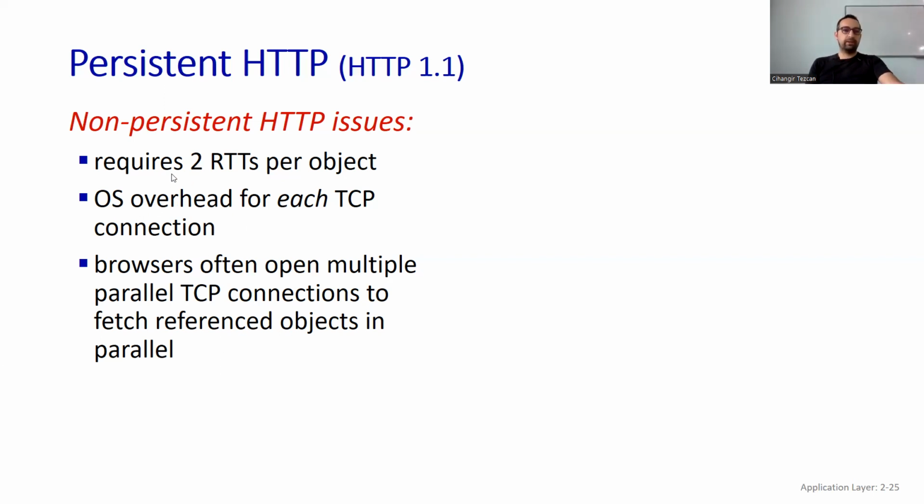So non-persistent requires 2 RTTs per object, which is more than we want; we want it to be 1. There is also operating system overhead for each TCP connection, because each time you create a socket and so on. Browsers often open multiple parallel TCP connections to fetch referenced objects in parallel, because now you realize that you need to download 10 JPEG images, right? Instead of creating 10 TCP connections in a serial way, you can create 10 TCP connections in parallel and request different JPEG images at the same time. So this will cause a huge load on the server because they have to create TCP connections many times.